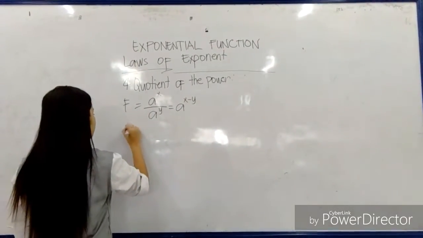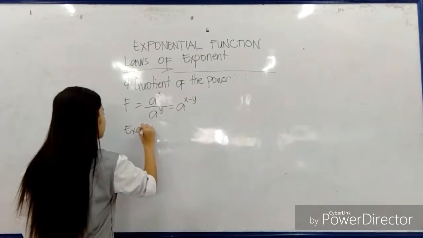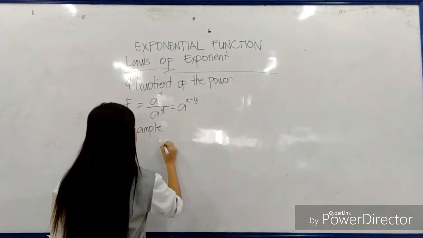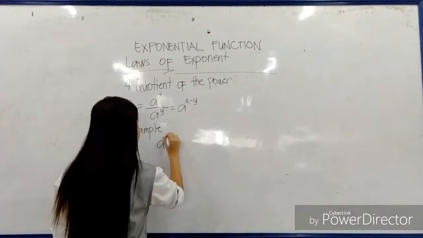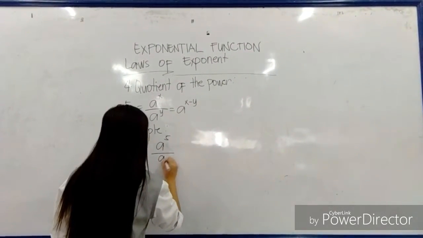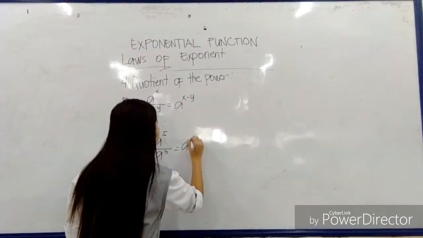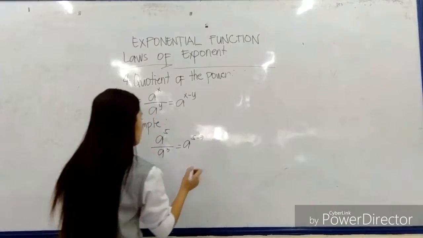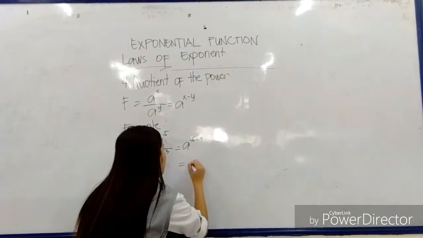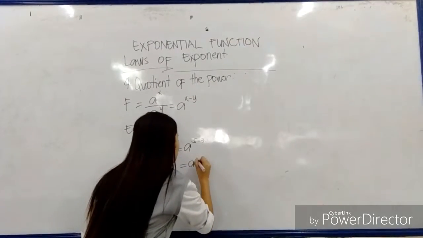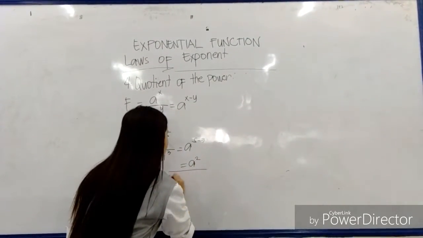Example, a raised to the power of 5 over a raised to the power of 3 is equal to a raised to the power of 5 minus 3, which is equal to a raised to the power of 2. This is our final answer.